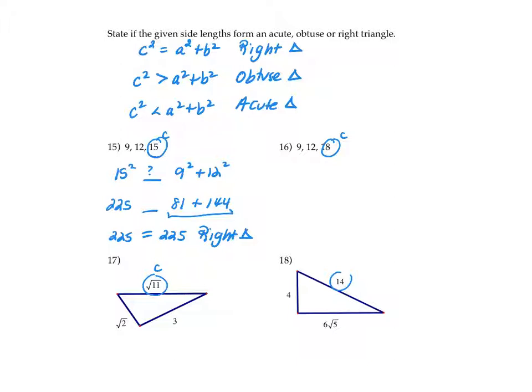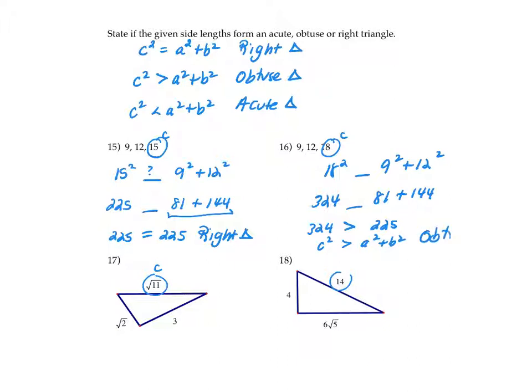All right, and number 16, we're going to have 18 squared, and we're going to compare it to 9 squared plus 12 squared. 18 squared is 324. Take some help from your calculator. We know what 9 squared plus 12 squared is. We just did it on the last one. It's 81 plus 144, which gave us 225. And 324 is definitely bigger than 225. So that was c squared greater than a squared plus b squared. So this is definitely an obtuse triangle.